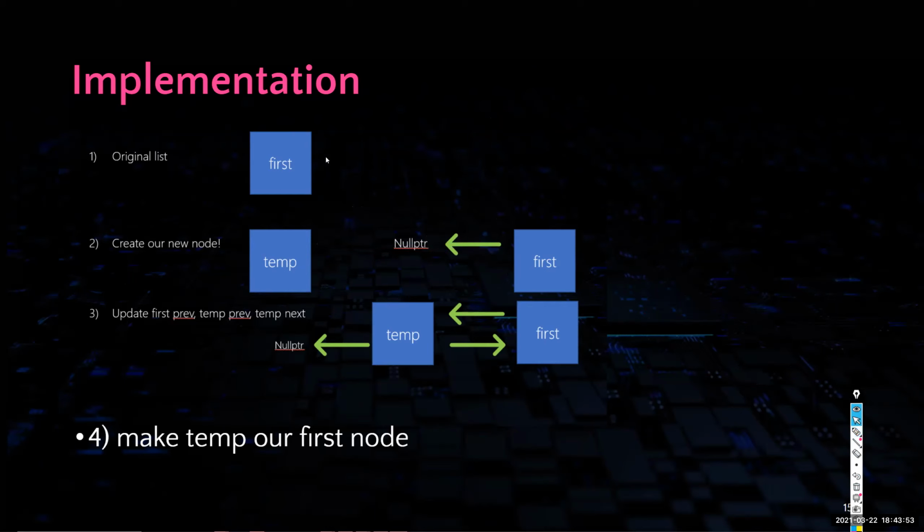So again, going through the process again, we have our original list. We're going to create a new node in memory. We have our list right here. We're going to update first's previous to be temp, temp's next to be first, temp's previous to be null pointer, and last but not least, we want to make temp our first node. That's important because whenever we do another function on this, we want to make sure that whenever we reference first, it's going to be the head of our list.